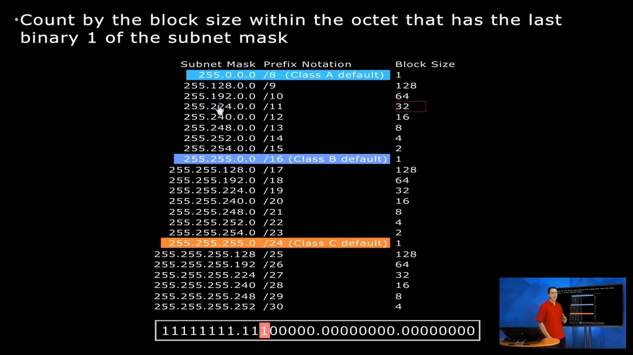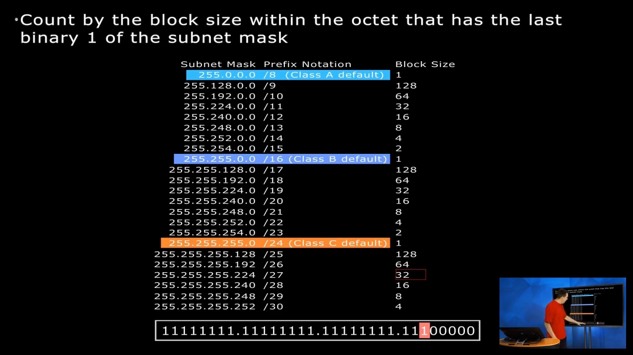Let's say we're a /11. If we're a /11, we're counting by 32 in the second octet, right? But if we go down to a /19, we're also counting by 32. But instead of being in the second octet, now we are in the third octet. Let's take it a step further, and let's go down to our /27 here. We go down to our /27, notice we're counting by 32 in the fourth octet.